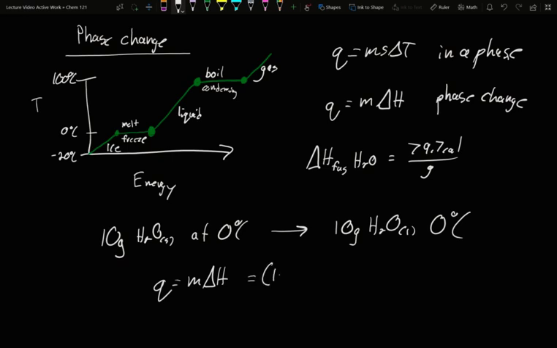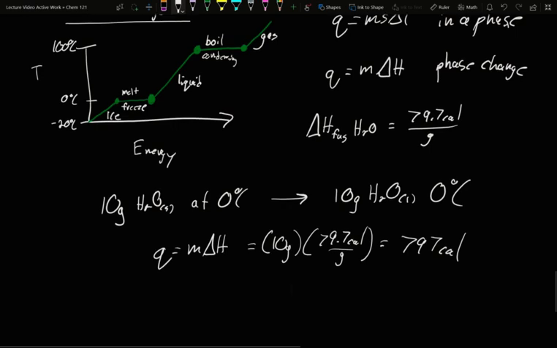In our case, our mass again is 10 grams, and our delta H is 79.7 calories per gram. Each gram will take just shy of 80 calories. I have 10 of them. So in the end, 797 calories is required for this 10 grams of ice to melt. It actually took more energy for the ice to melt than it took to go up 60 degrees as liquid water. A phase change is very energetic. It takes a lot of energy for something to melt or to boil. And here's how we can calculate those differences.